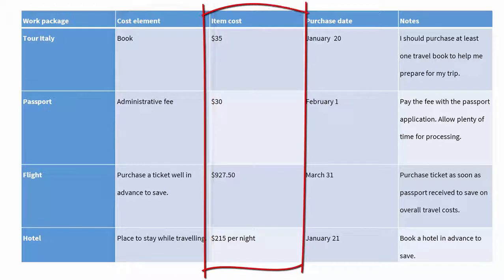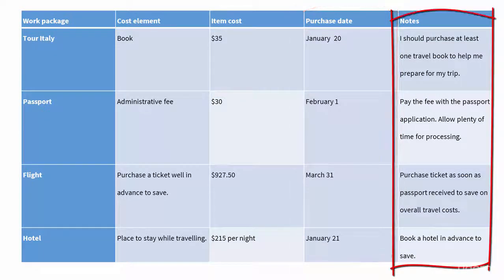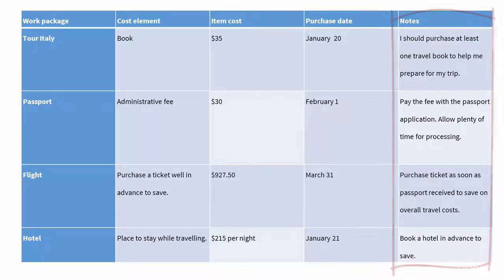while traveling, and then the item cost. How much will it cost this element as part of the goal? And then when will you have to make that purchase? And then finally, any notes. So this is a very logical way of creating a budget by estimating how much these things will cost.